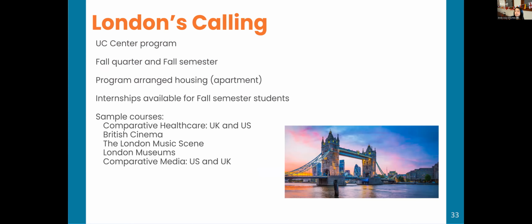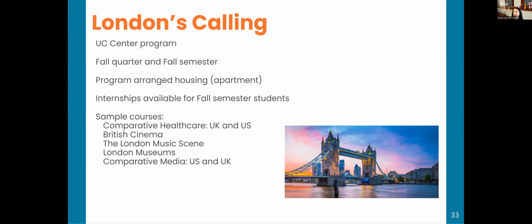So the first and probably most popular program for UC San Diego students is London's Calling. I would say this is a really great program if you're nervous about studying abroad, you want a lot of support, you want to be a part of a cohort and get a little bit more instruction. The program arranges all of your housing for you, which is really awesome. You stay in an apartment.